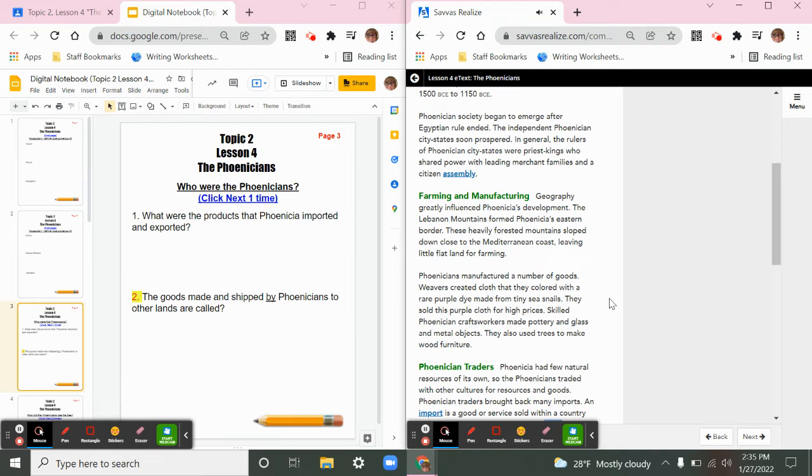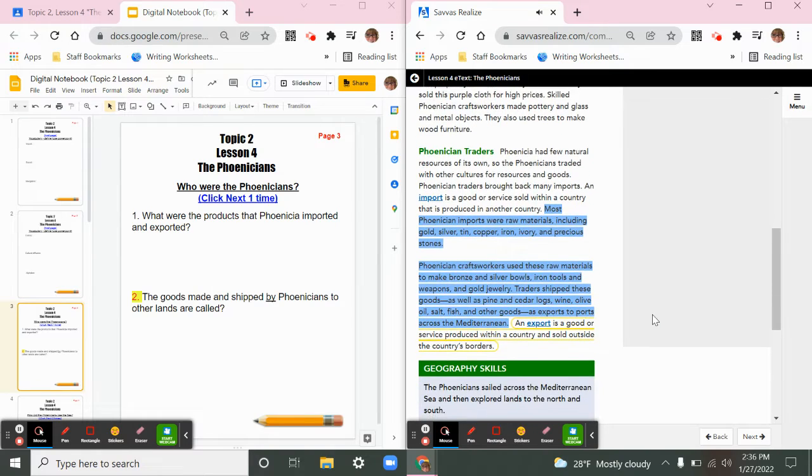The Lebanon Mountains formed Phoenicia's eastern border. These heavily forested mountains sloped down close to the Mediterranean coast, leaving little flat land for farming. Phoenicians manufactured a number of goods. Weavers created cloth that they colored with a rare purple dye made from tiny sea snails. They sold this purple cloth for high prices. Skilled Phoenician craftsworkers made pottery and glass and metal objects. They also used trees to make wood furniture.